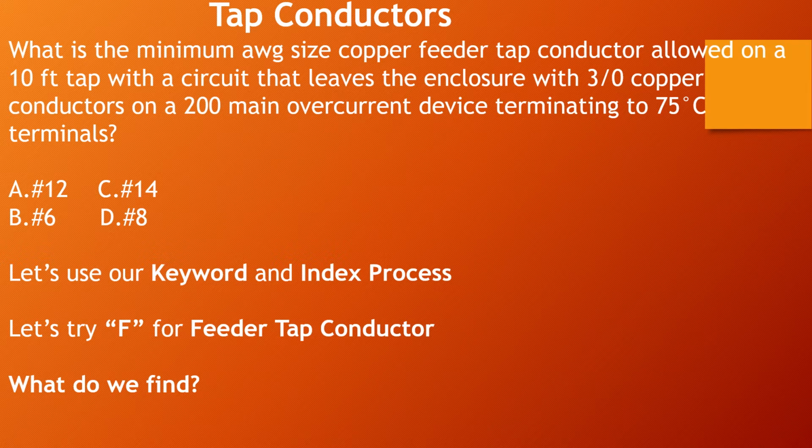We need to go through our keyword and index process, and we need to look for something that is about 10 feet, because we have to go back to our question. We're trying to find out, okay, so in this case, allowed on a 10-foot tap with a circuit that leaves the enclosure. So we've got a little bit of information. So we look at the black bold headings until we find something about 10 feet long.